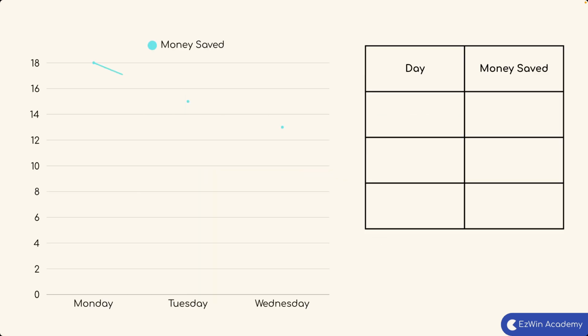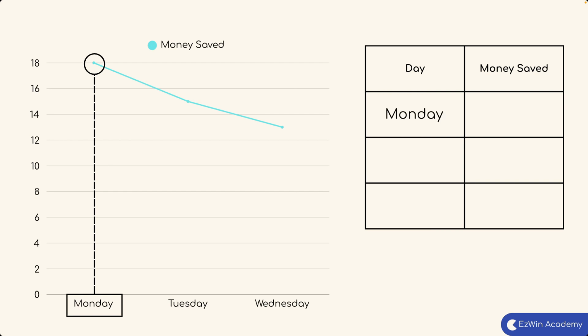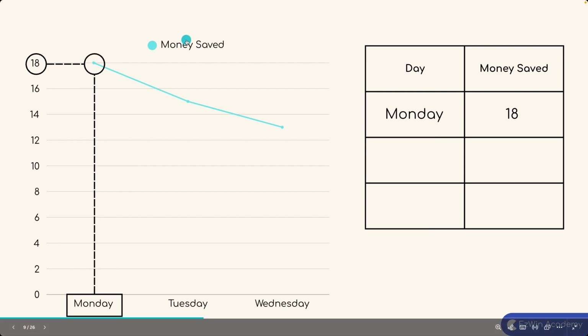So let's do another one. So this will be a bit different. So Monday, you probably could see that the money you have saved is probably around, maybe if you have a lot of allowance, maybe you have saved $18. So usually you just draw a line on the left to see how much money you have saved and also what day you have saved on.